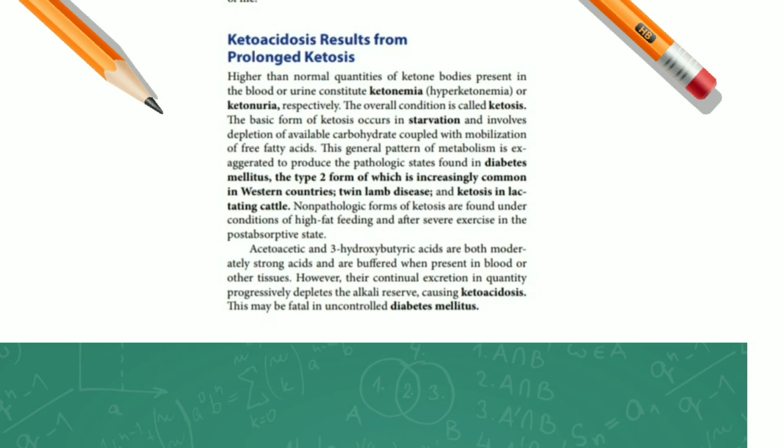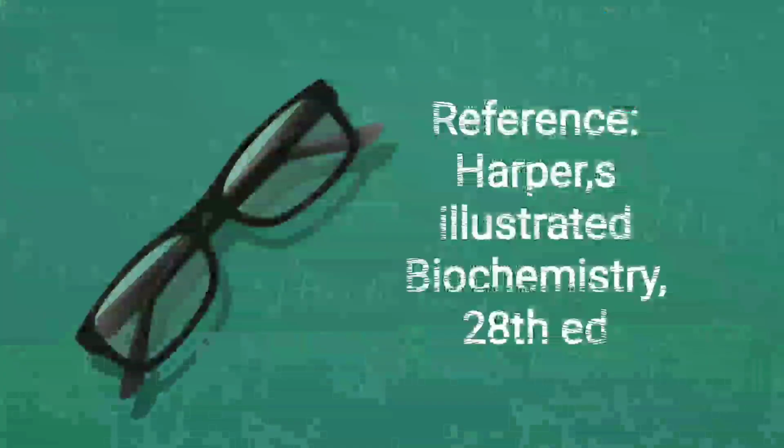Okay, so this condition will be further enhanced in an uncontrolled diabetes patient. But ketoacidosis is very fatal. It may cause ketotic coma, and it may cause death of the person.